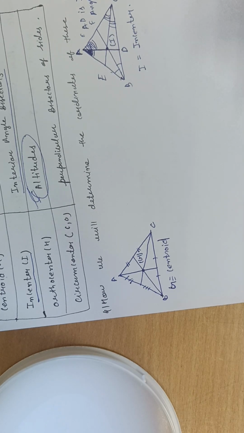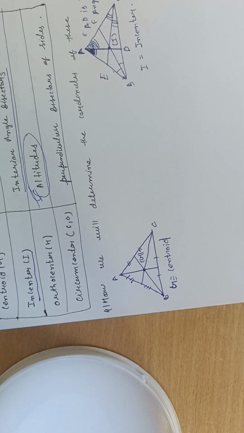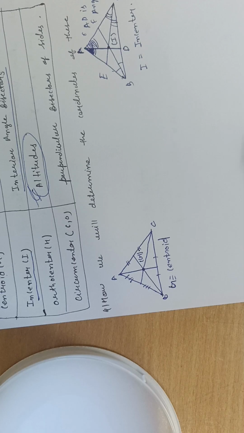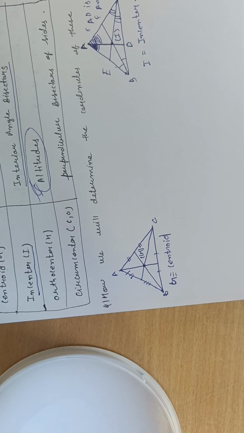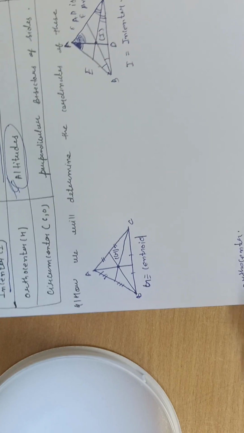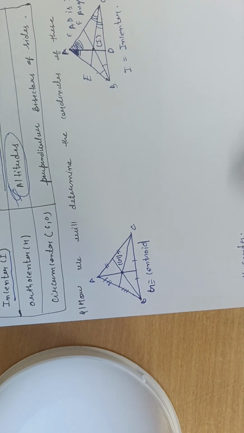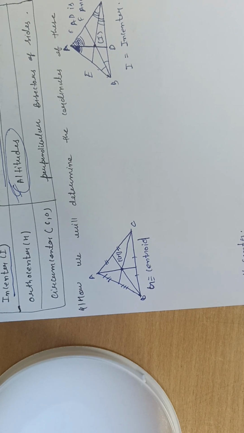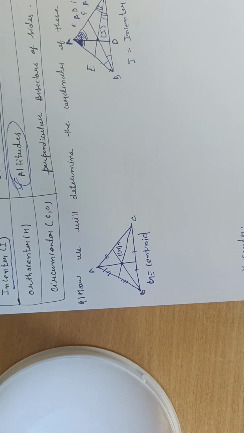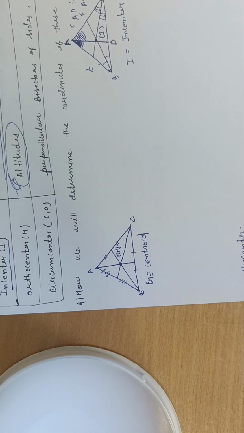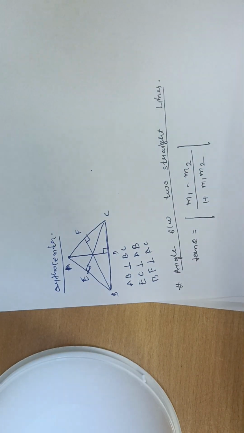and this is our altitude. This is the altitude. This is another altitude. A triangle has three altitudes. This. So I denoted D, E, F. AD is perpendicular to BC. BC is the side of a triangle. EC is perpendicular to AB, and BF is perpendicular to AC. I think now it is visible.